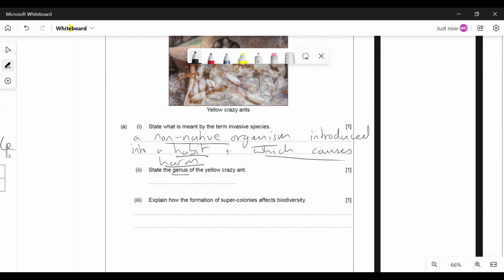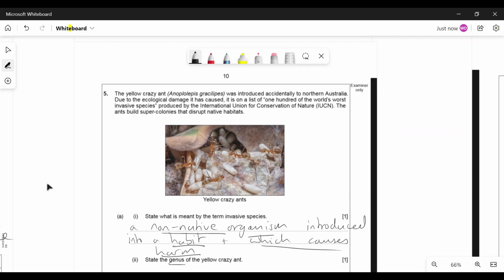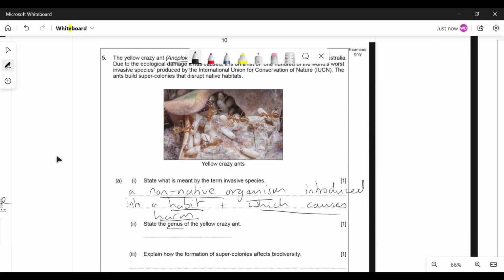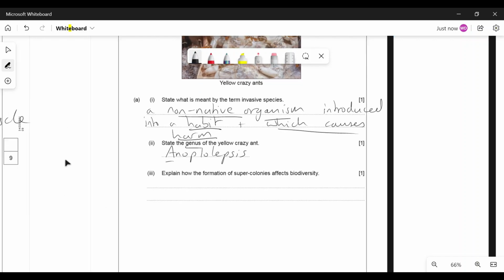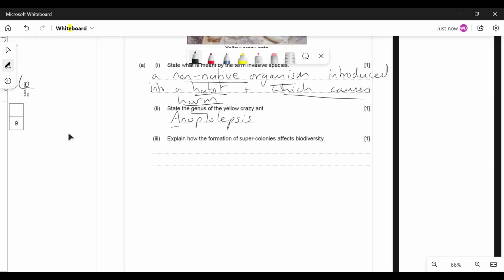State the genus of the yellow crazy ant. It should have given its name up here. Anoplolepsis basilicipes. The genus and scientific name come first. Don't forget, they start with a capital A. So you need to make sure that you write it as that. Anoplolepsis. Make sure you spell it right as well. And do not put the full name, because that's not the genus, that's its scientific name.